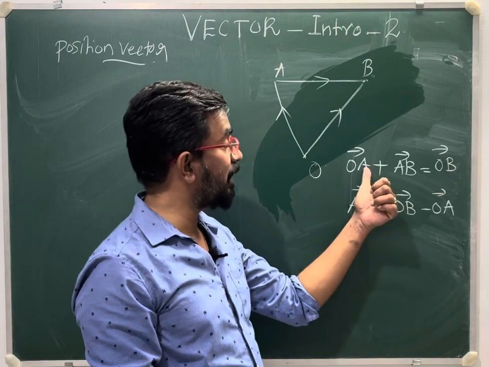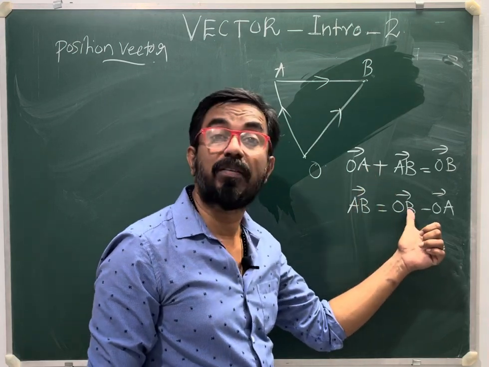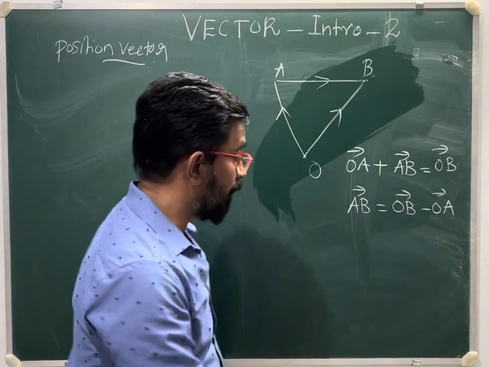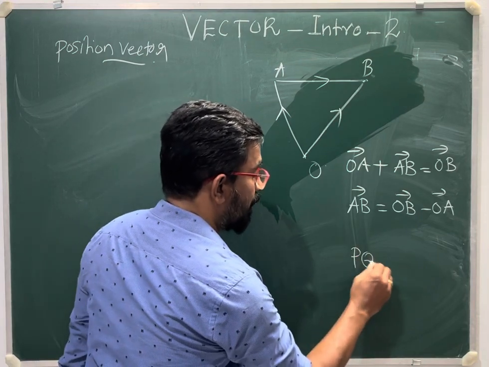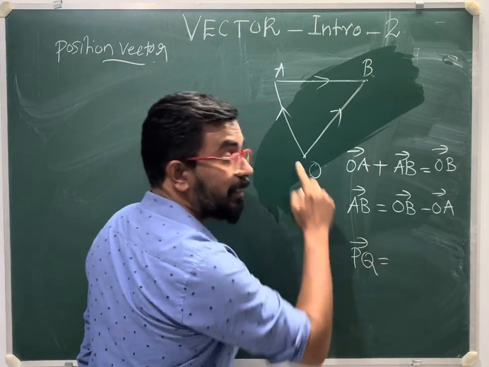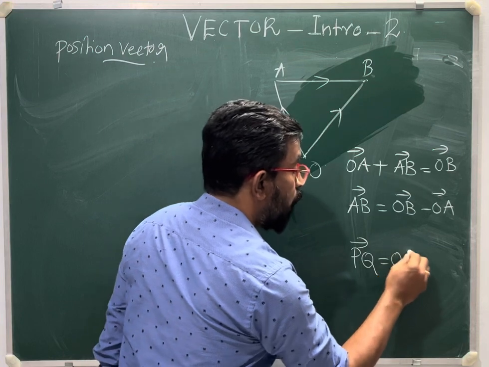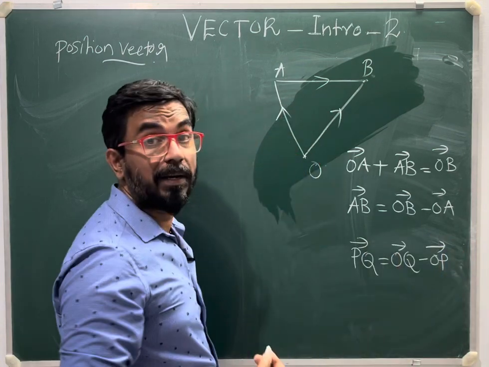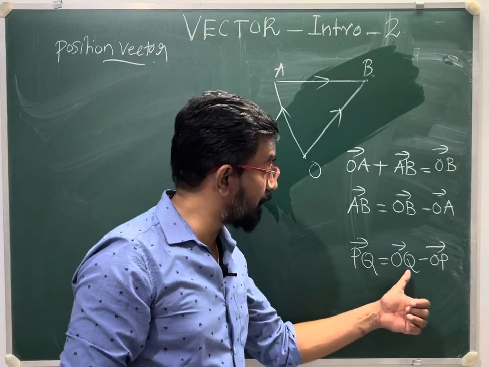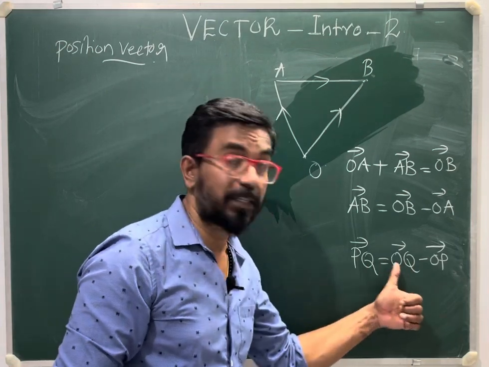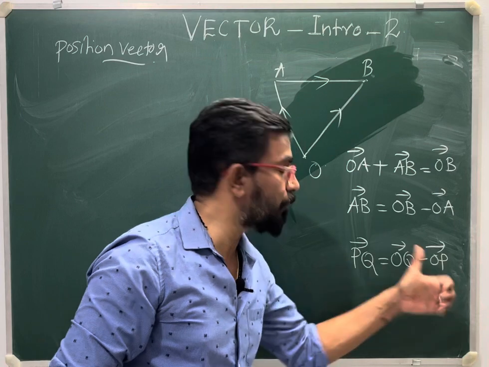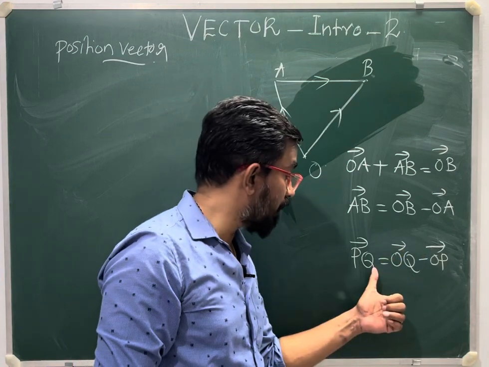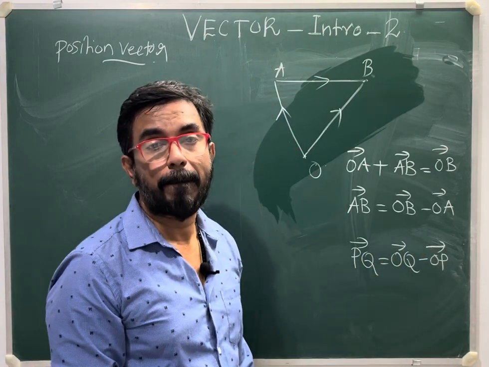The second letter, you will take its position vector first. Once again, if I say PQ vector, in a similar fashion I can write OQ vector minus OP vector. This is a very important learning. Second letter first, its position vector first. Then the first letter's position vector. You know, this order is very important.